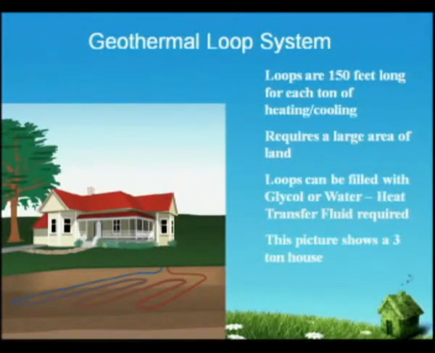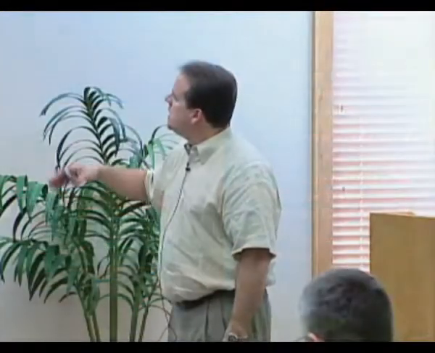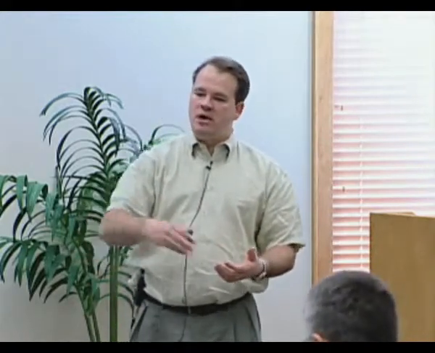They're about 150 feet long, again 150 feet out, 150 feet back for each ton of cooling. It requires a larger land area, and these can be filled with glycol fluid or water fluid or any type of heat transfer fluid, basically what we're putting in these pipes. This picture shows a 3-ton home. You can see we've got 3 loops here.